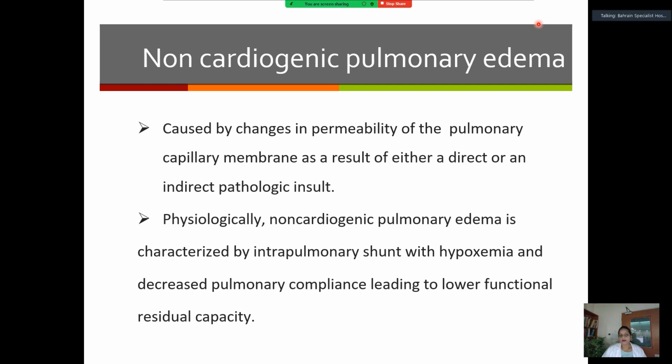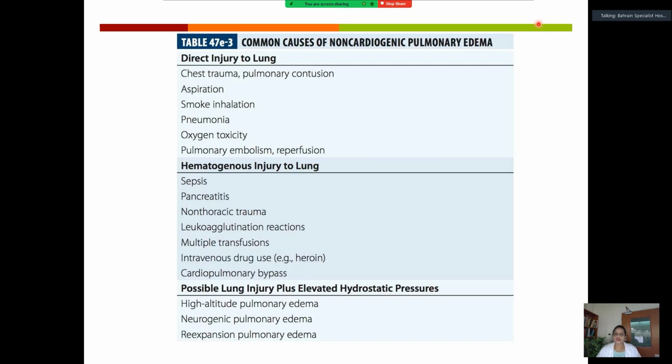Coming to non-cardiogenic pulmonary edema, it is caused by changes in the permeability of the pulmonary capillary membrane as a result of either direct or indirect pathological insult. Physiologically, non-cardiogenic pulmonary edema is characterized by intrapulmonary shunt with hypoxemia and decreased pulmonary compliance, leading to lower functional residual capacity. Common causes of non-cardiogenic pulmonary edema.